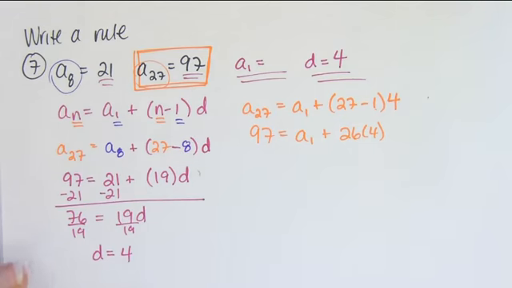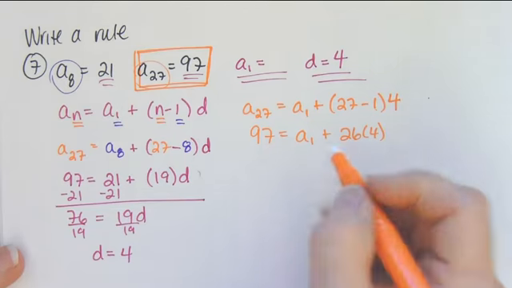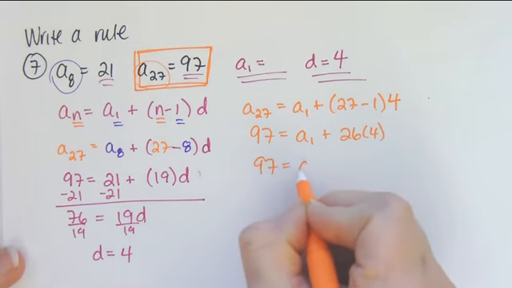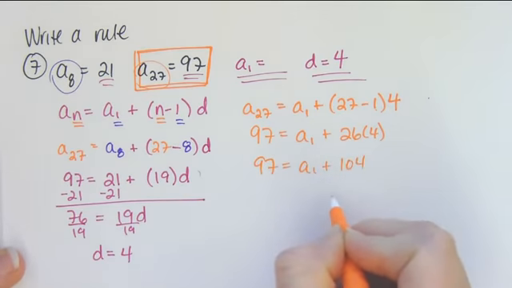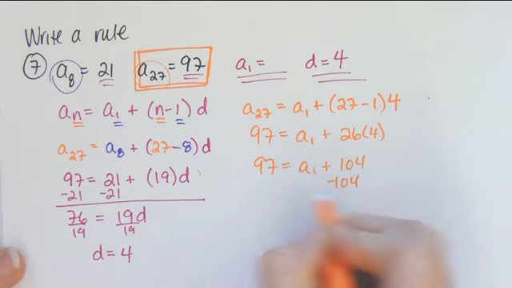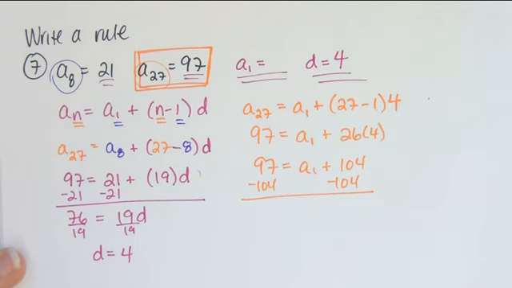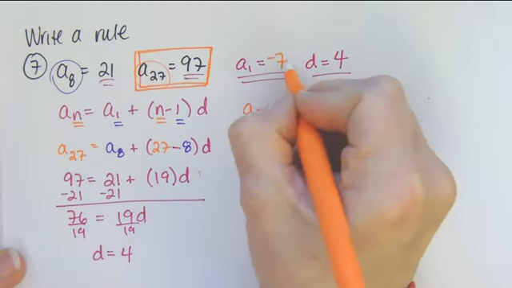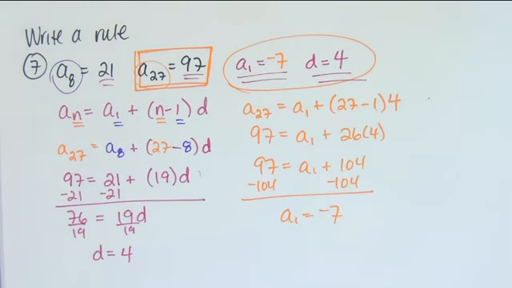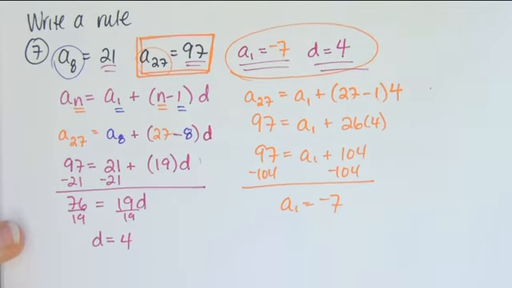So let's see, 26 times 4 is 104. A sub 1 plus 104. Subtract that from both sides. 97 minus 104 is going to give me negative 7. So now I have the two things that I need to actually write a rule. So this one's got a lot to it.